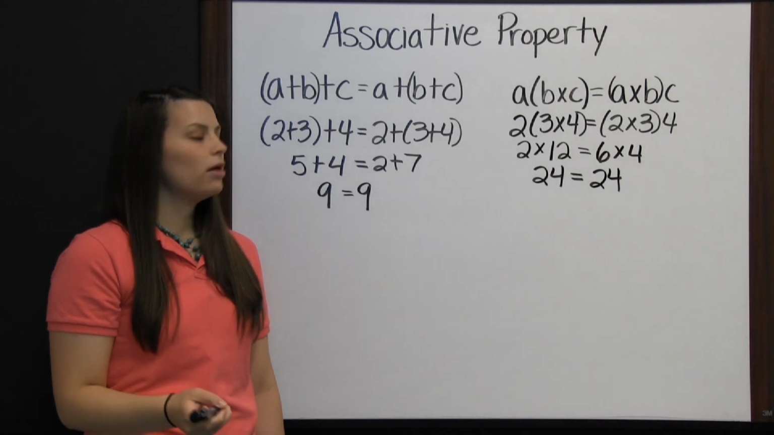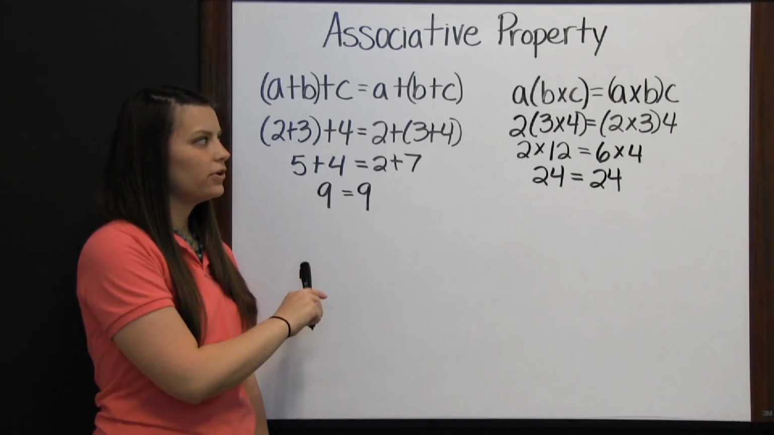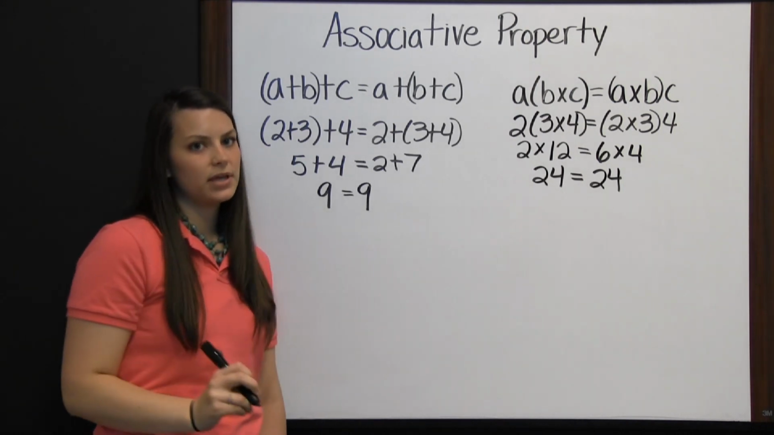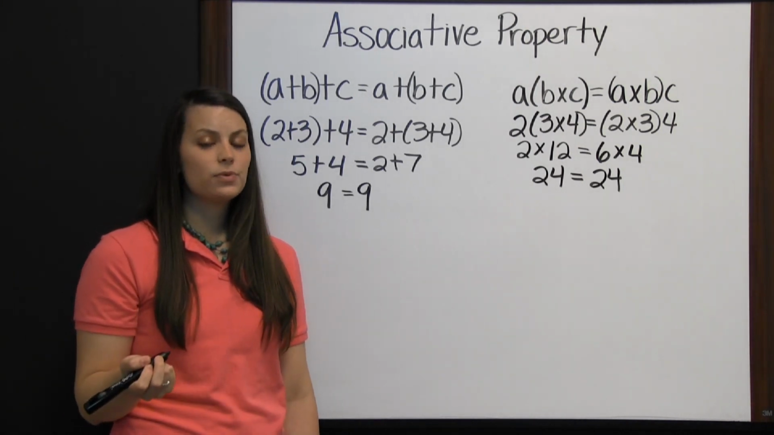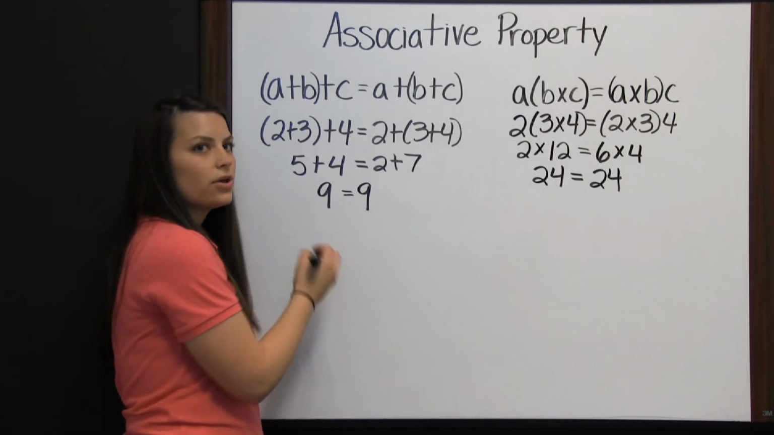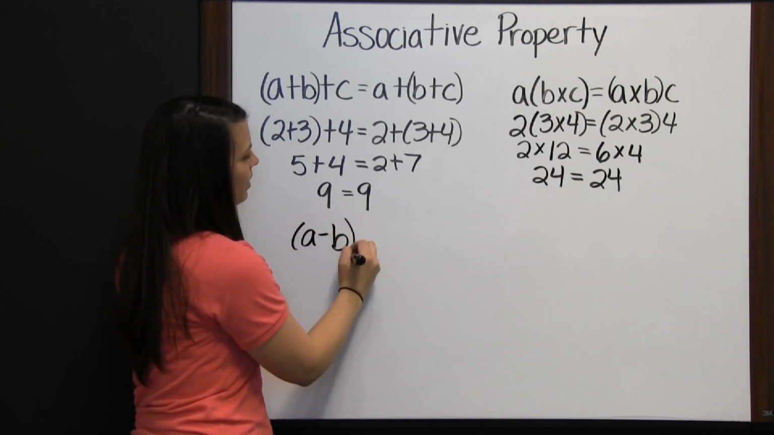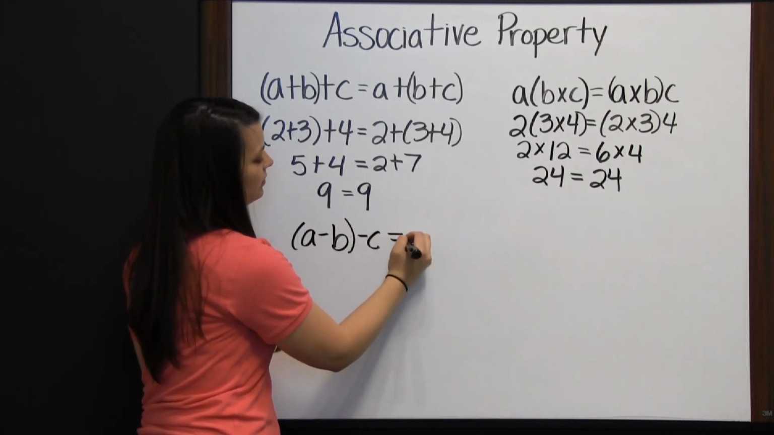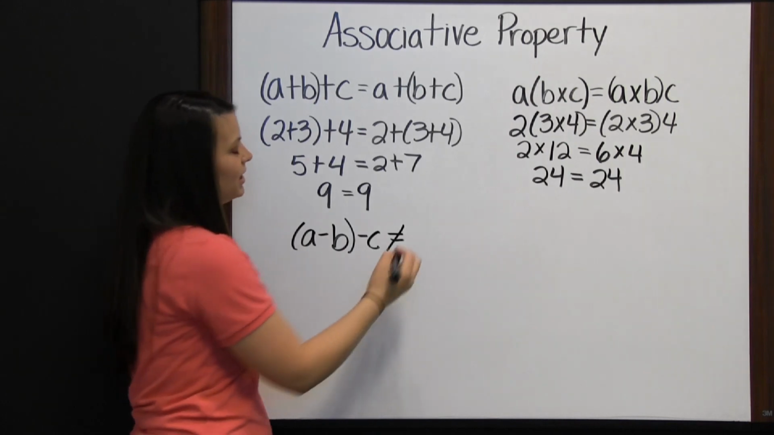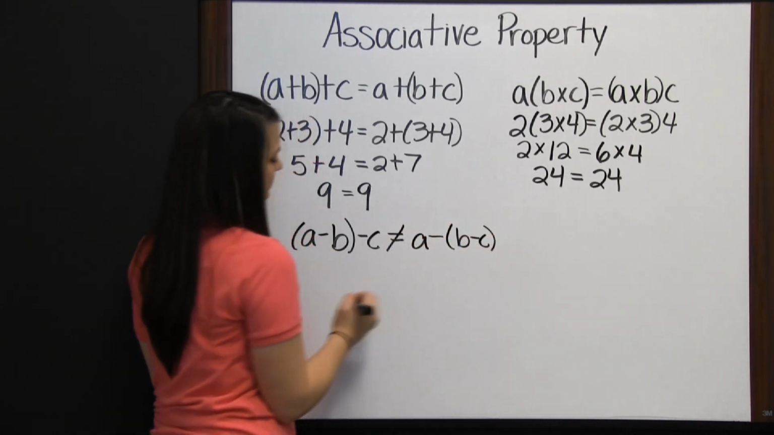Like the commutative property, the associative property is only true for addition and multiplication. Let's look at what happens when we try to use it on subtraction and division. So if we tried to use the associative property, it would look like (A minus B) minus C, but again, it's not going to be equal to A minus (B minus C).